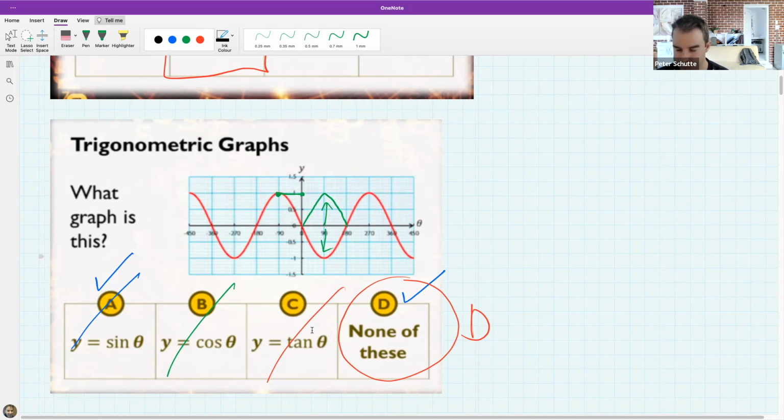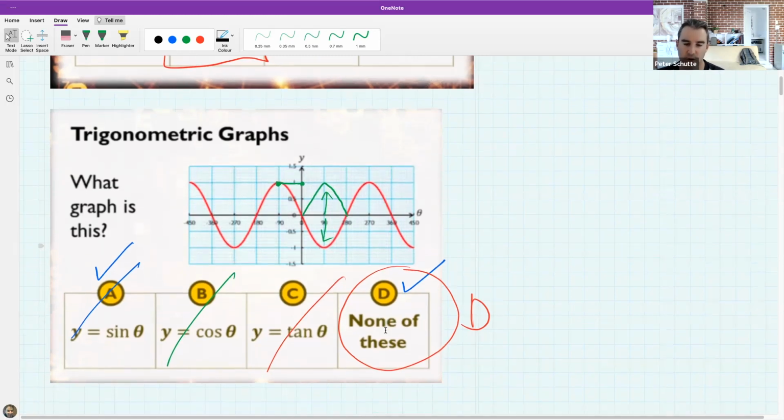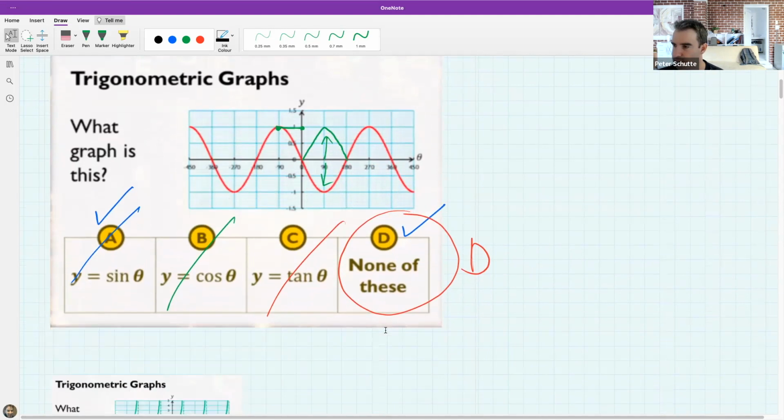Give me a thumbs up if you understand why it has to be D, because I just want to get a feel for the class's understanding. Okay, yeah. So it's hard to actually know. There could be two right answers for this one, but here it says none of these. So that is the correct one in this multiple choice.